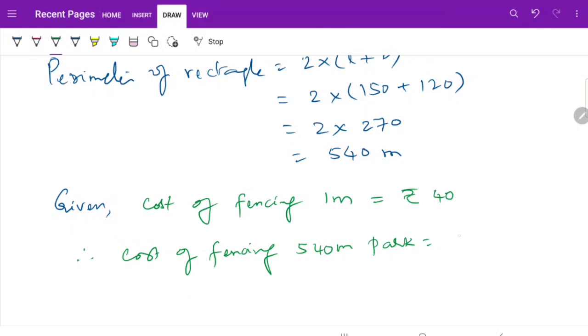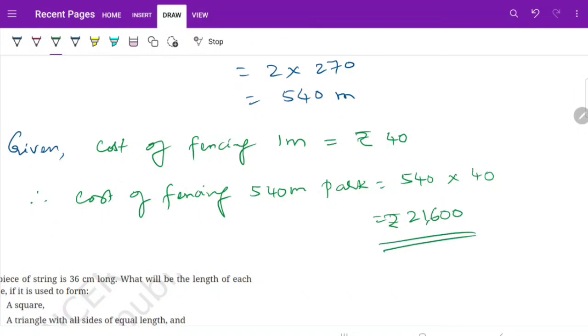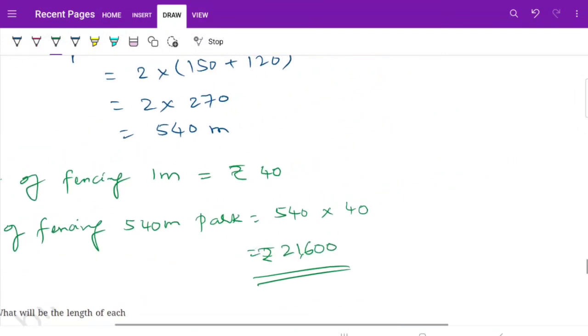For 540 meters means how much? 540 multiplied by 40. So 54 into 4 you have to do. So that will be 216 units. Then you are having 2 zeros. Just keep the 2 zeros here. So it is 21,600 is the total cost of fencing this rectangular park. This is about question number 4.